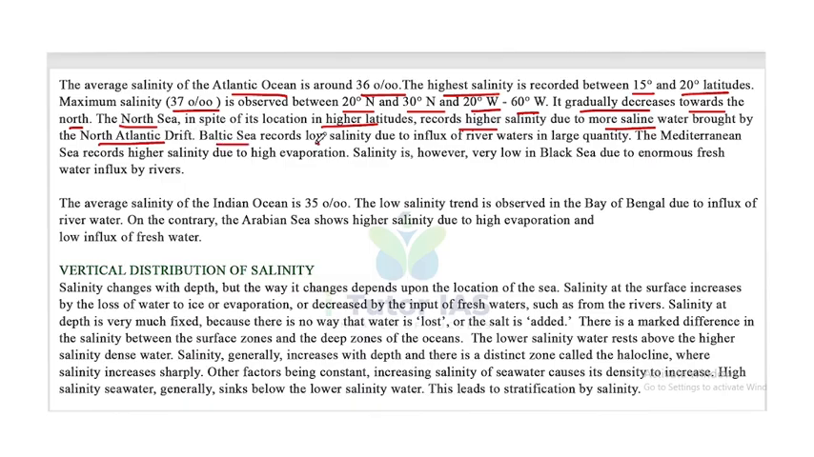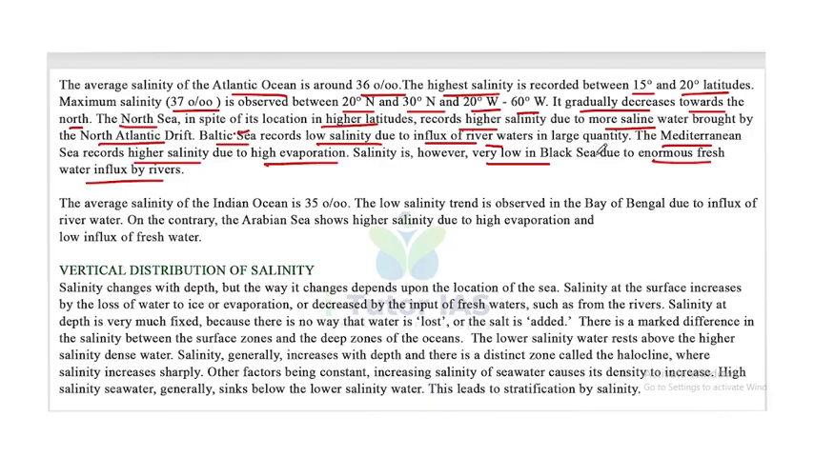The Baltic Sea records low salinity due to influx of river water in large quantity. The Mediterranean Sea records higher salinity due to high evaporation. Salinity is, however, very low in the Black Sea due to the enormous freshwater influx by rivers. So in the Baltic Sea and Black Sea the salinity is low because of the enormous freshwater influx of rivers.